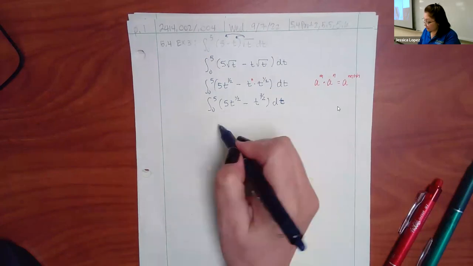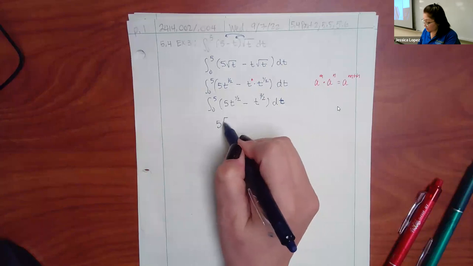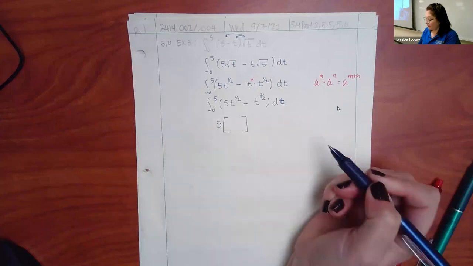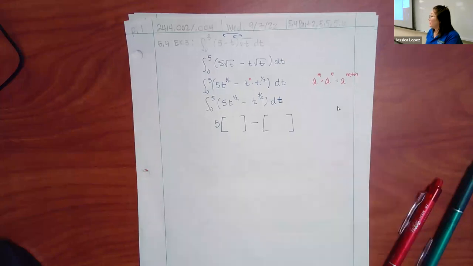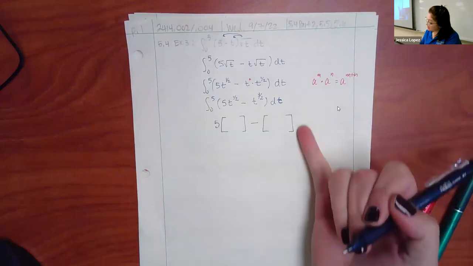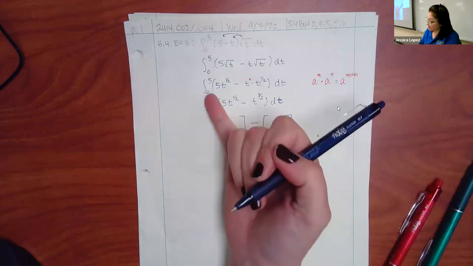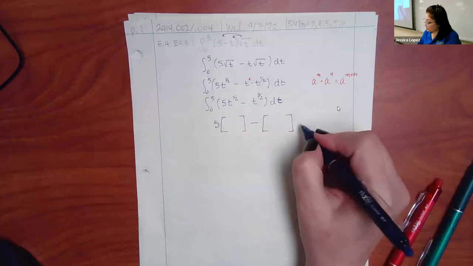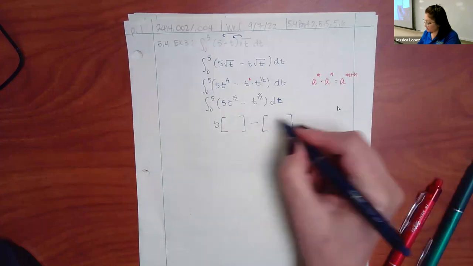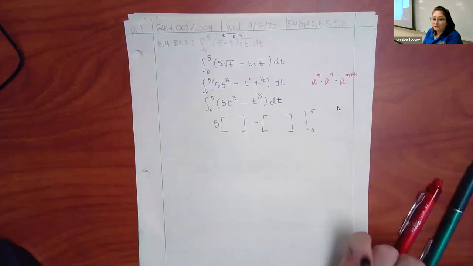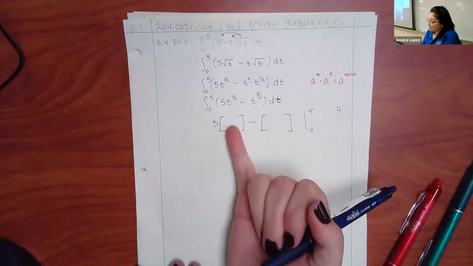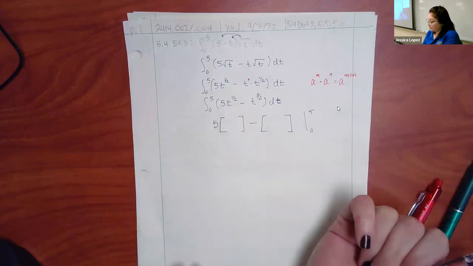What I could do is just write 5 and then actually integrate t to the 1/2, then minus, and then actually integrate t to the 3/2. And I won't have plus c because I do have bounds, right? So all I have to do is remember to evaluate both of these expressions from 0 to 5. So what do we get when we integrate t to the 1/2?